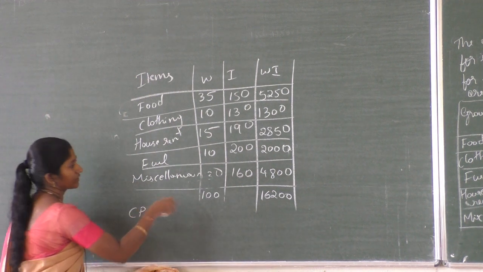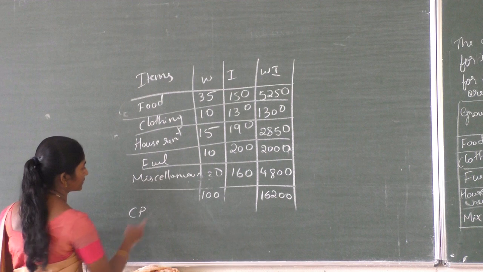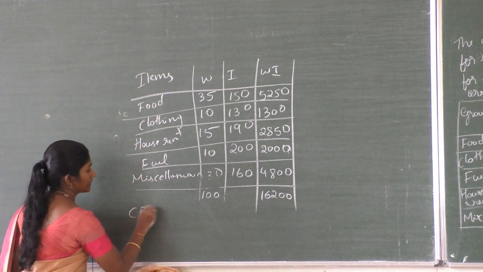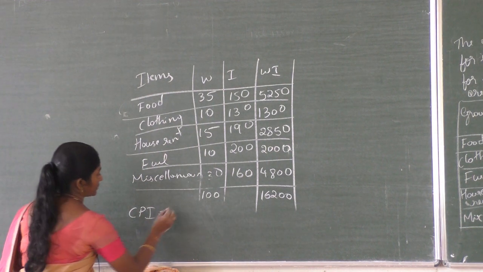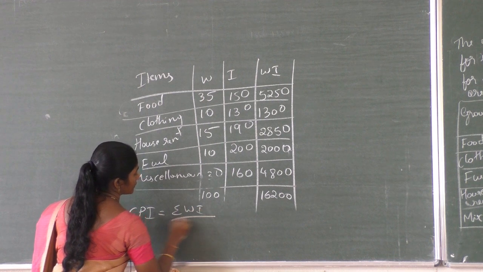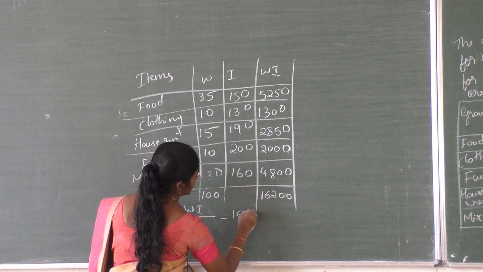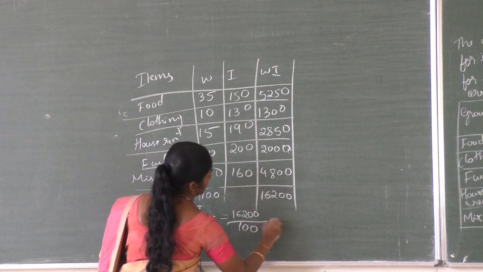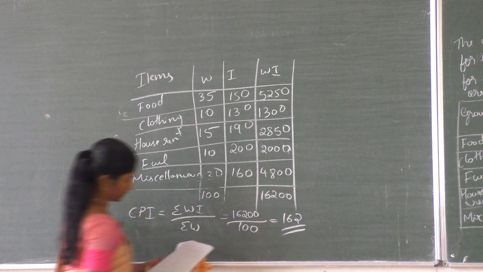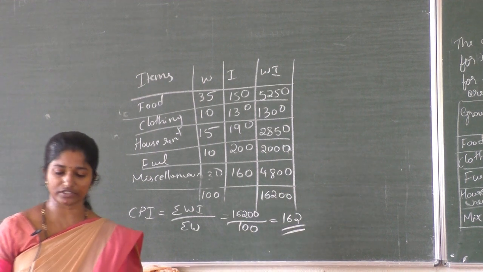I have already written that it is the family budget method, so there is no need to write it again. Here CPI equals summation W into I divided by summation W, so the answer is 162. Here we got the answer 162.